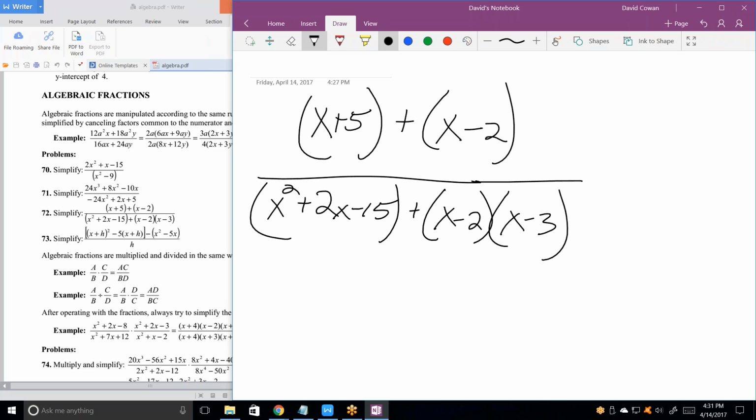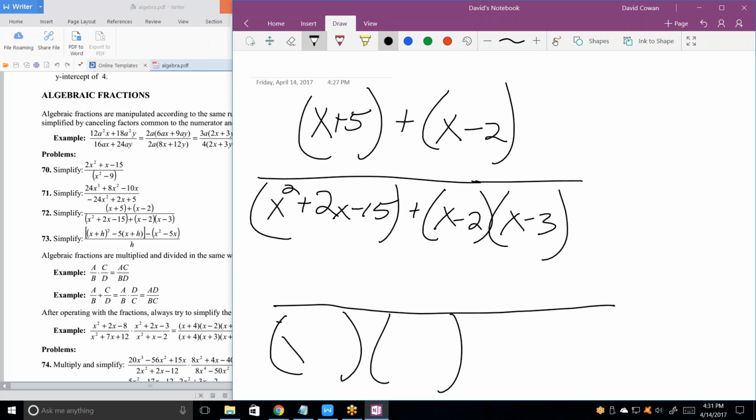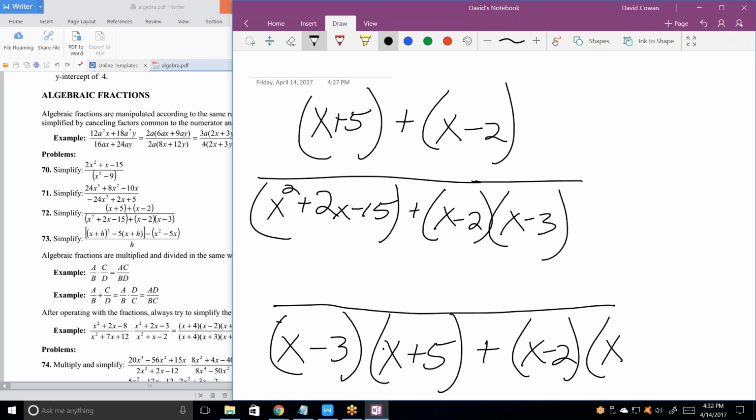First of all, let's factor the bottom left. What's that factor in? So it'd be 15. So, 3, negative 3 and 5. Negative 3 and plus 5. So that's really what we're looking at. Whenever you can factor, you should.